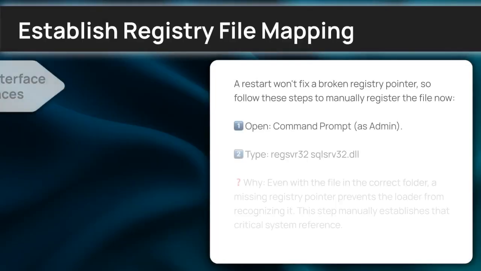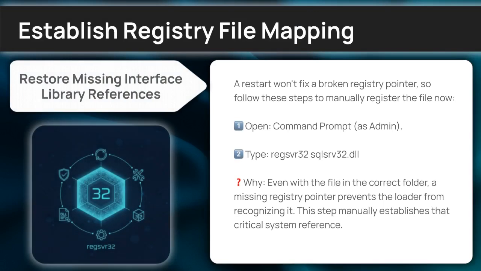Following the restart, if the diagnostic status remains unchanged, please execute the commands in step 3. If you need to pause the video to review the syntax, please do. A restart won't fix a broken registry pointer, so follow these steps to manually register the file now. First, open command prompt as admin. Second, type regsvr32 followed by your file name causing the error, then hit enter.